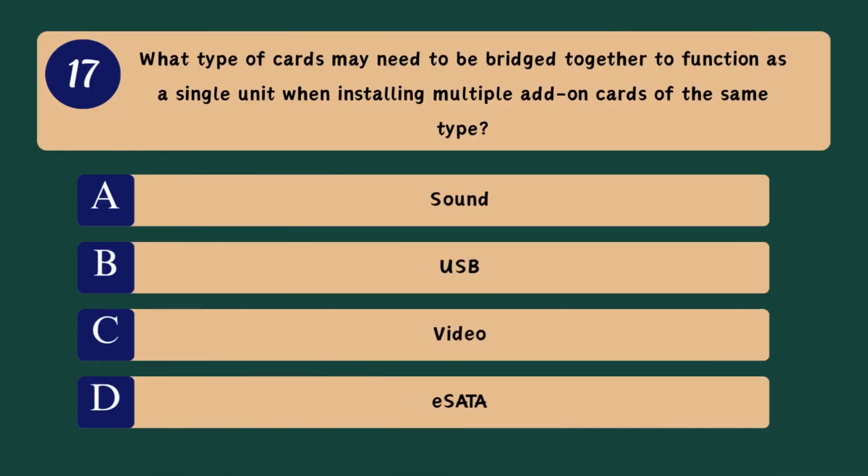Question 17. What type of cards may need to be bridged together to function as a single unit when installing multiple add-on cards of the same type? A. Sound, B. USB, C. Video, D. SATA. Correct answer, C. Video.